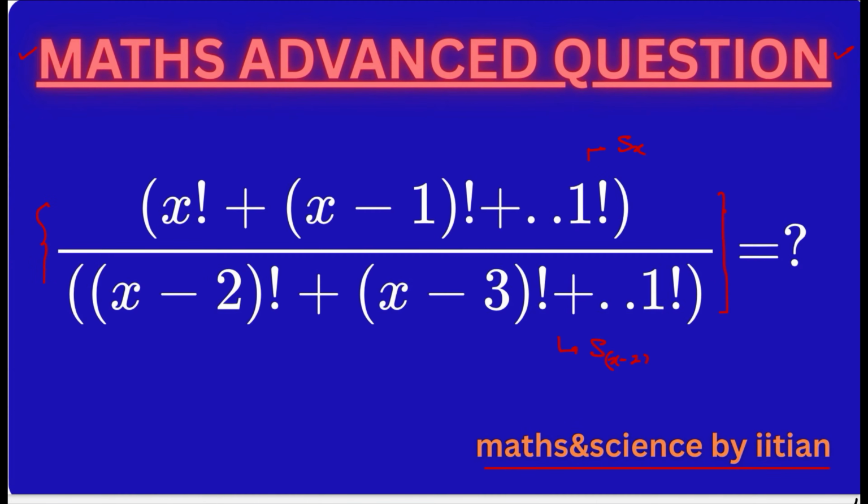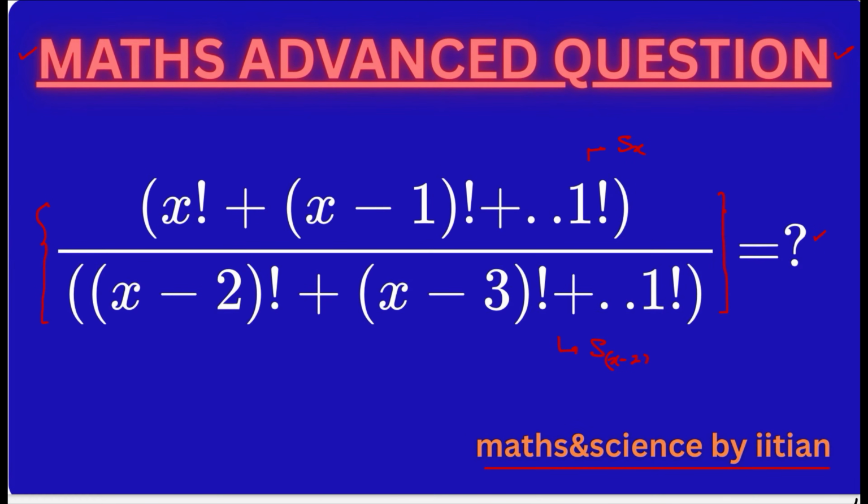And what will be the division of them? When Sx, the sum factorial x plus factorial x minus 1 up to factorial 1, is divided by factorial x minus 2 plus factorial x minus 3 up to factorial 1, what will be its value? This is the question here.